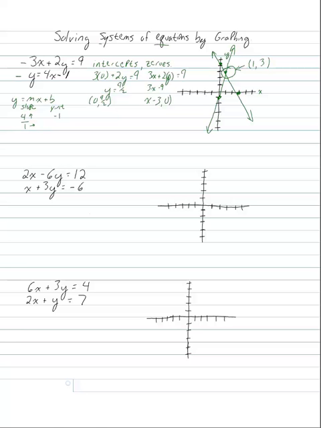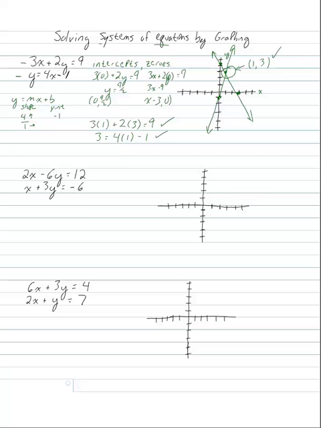I can check this. How would I check it? I can go ahead and sub the point into both equations and see if it works. 3 times 1 plus 2 times 3. Does that equal 9? Yes. Can sub it in my other one. 3. Does that equal 4 times 1 minus 1? Yes. So this is the correct solution to systems of equations.